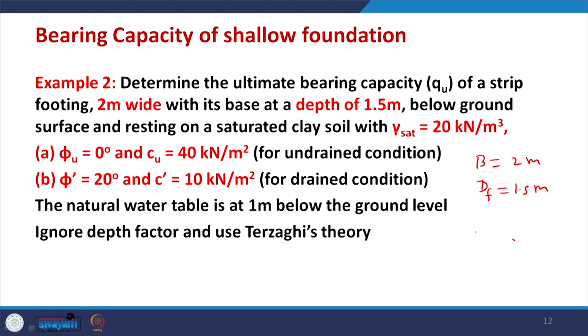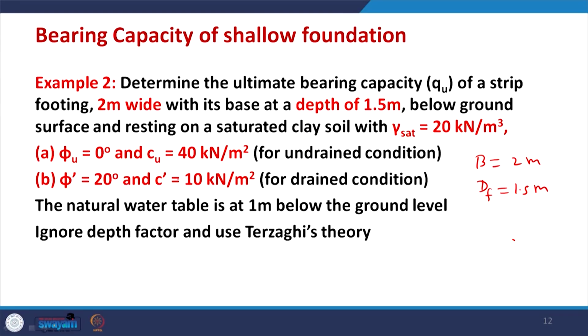Now, when you have undrained condition, your phi u was 0 and you have only cohesion, that is Cu. When you have drained condition, as a result of drainage you get some internal friction, but the value of C gets reduced: phi becomes 20 degree while C becomes 10. So, in these two conditions, what are the bearing capacities we are going to find? As a result, you will see the effect of drainage.